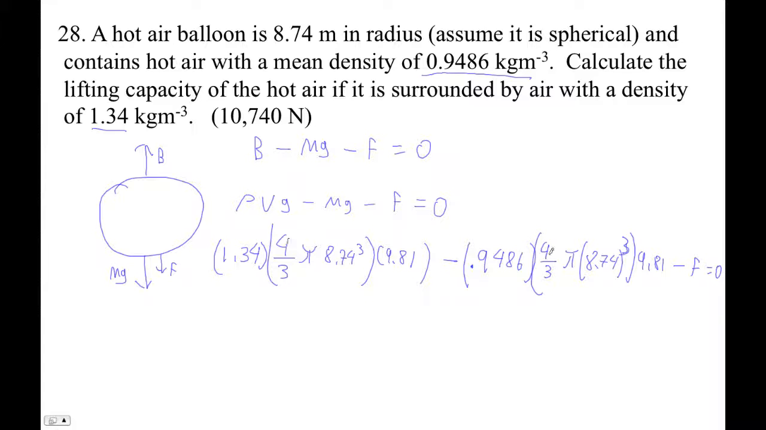Notice that these are very similar things. You get this a lot. This is the upward force, the buoyant force. This is the downward force. Basically, we're finding the lifting capacity of this. If I just find the difference in this, I should be set.